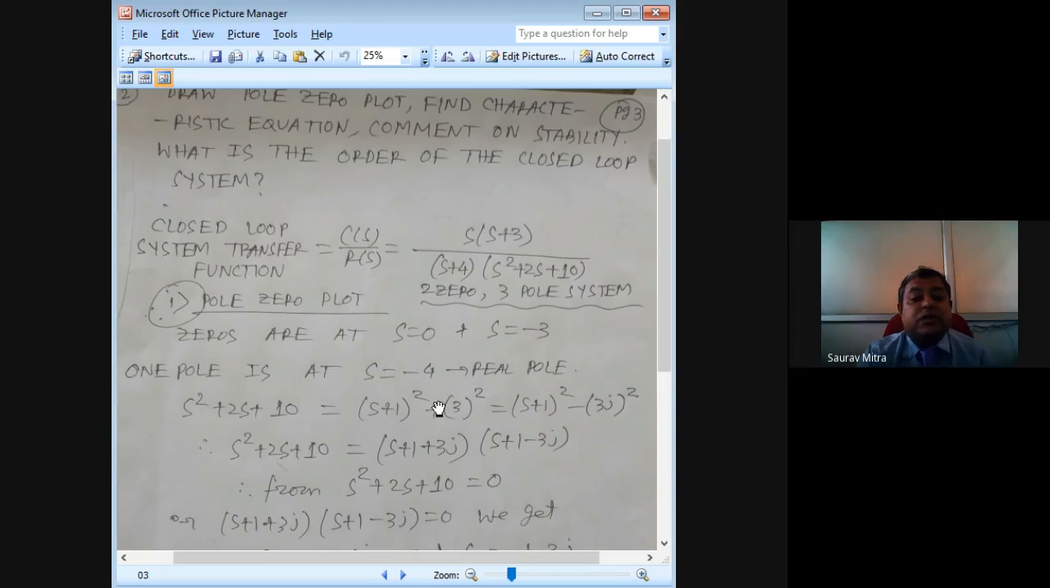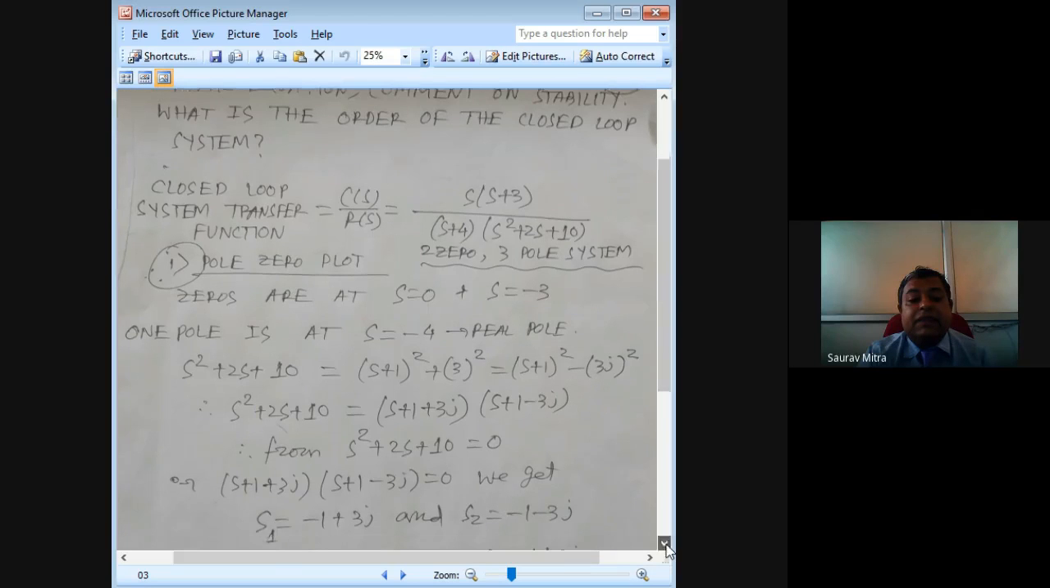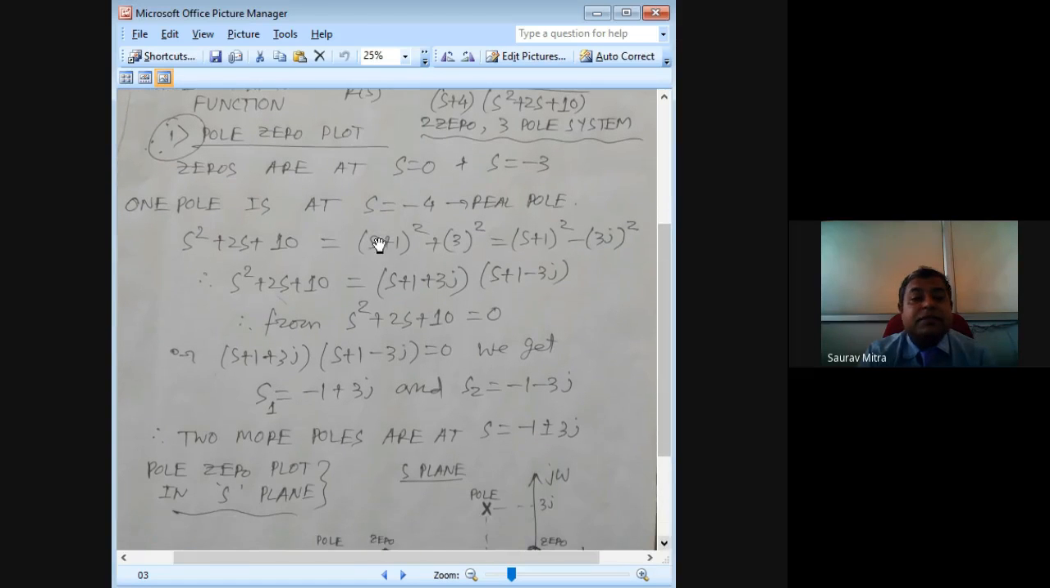So (s + 1)² + 3² is in the form of s² + b². We don't get any factorized form from s² + b². That's why you have to write this in s² − b² form. So this is (s + 1)² − (3j)². So what is j²? j² is nothing but −1. So this is the way you are supposed to do it.